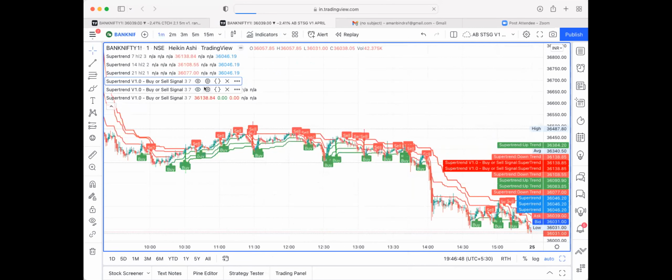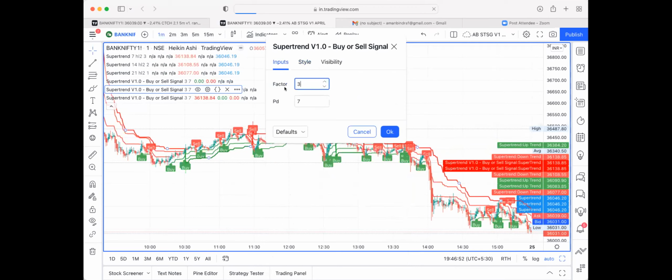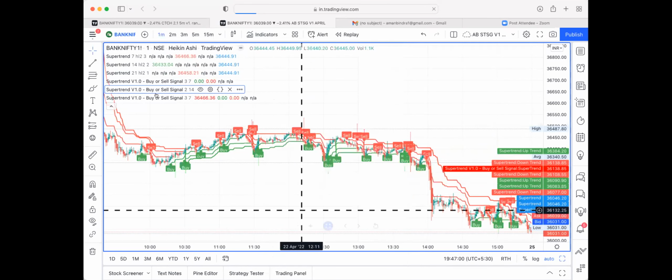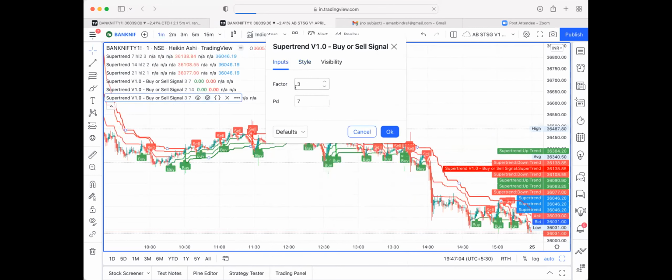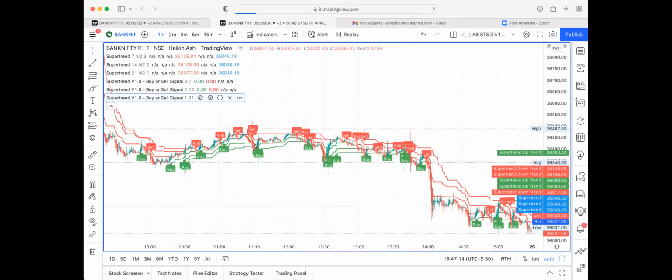Then in the second setting, it is 2 and 14. And in style, again, we need to uncheck the Supertrend and then okay. Then in the next, again, we need to change the input settings. We will put 1 and 21. And in the style, we need to uncheck Supertrend and then all will remain the same.